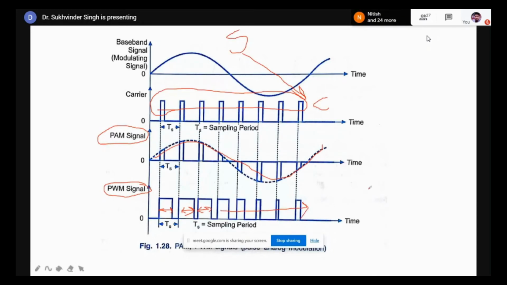So whenever we want to modulate a signal, there are six possible analog modulation techniques. We can alter the amplitude, frequency, and correspondingly they will be called amplitude modulation, phase modulation, frequency modulation.